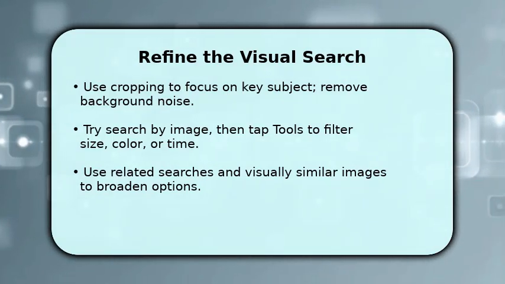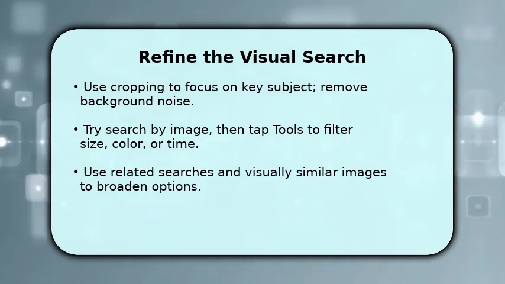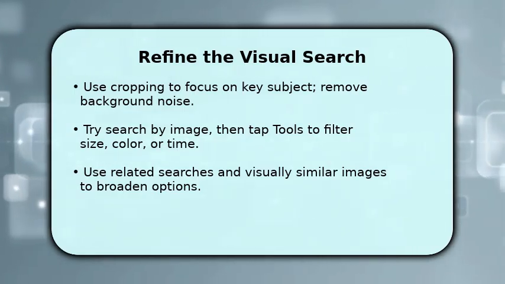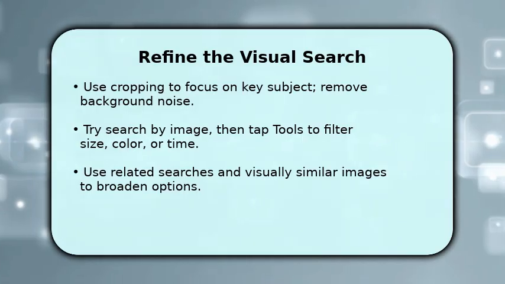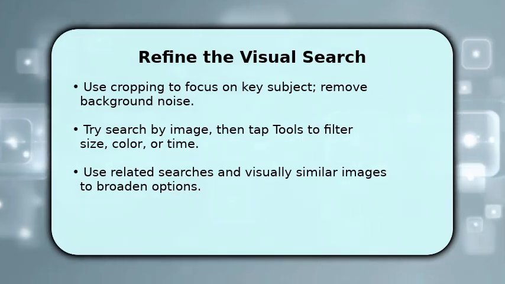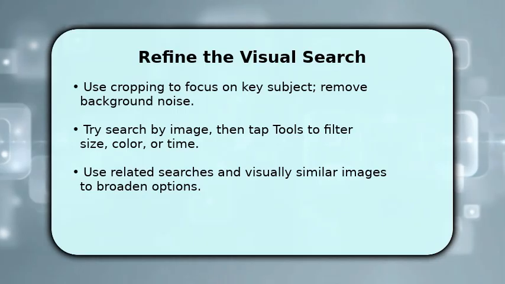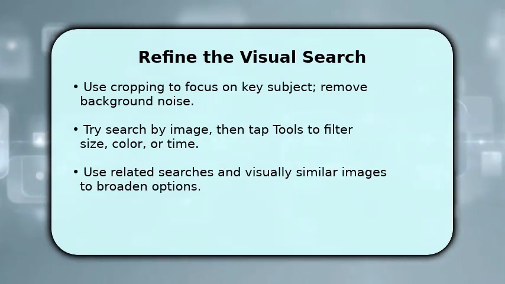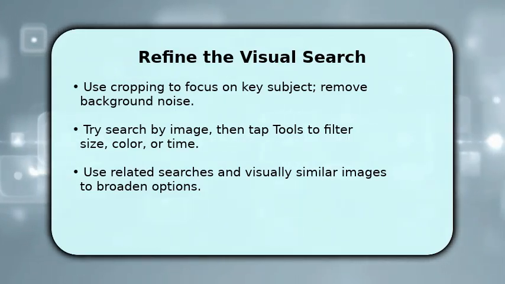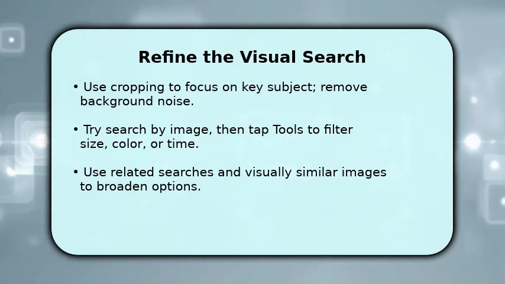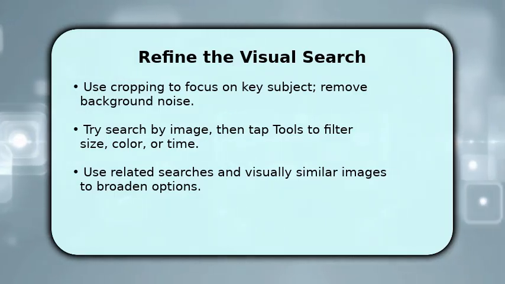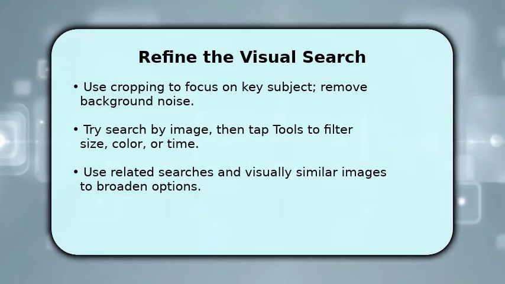If the match is weak, click Visually Similar Images and scan thumbnails for better candidates. You can also run text OCR on images by selecting the result with readable text. This helps when logos, labels, or signs identify the object. To finish, open promising source pages to verify context, dates, and whether the image is original.